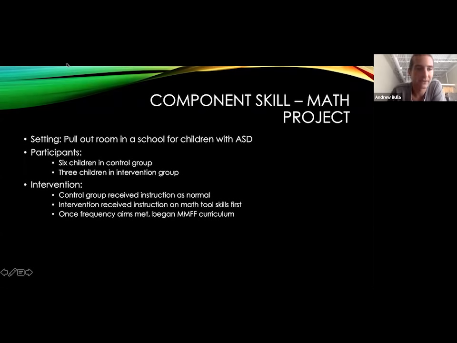So we worked on math skills for learners with autism. We used the pull-out room in a school specific to children with autism. We had 6 children in our control group, and 3 children in the intervention group. The control group received instruction as normal. So they got their regular math instruction, and we just measured their performance on math facts. The intervention group received instruction on math tool skills. So they received instruction on C-Say numerals 0 through 20 and C-Write numerals 0 through 9. Those are the only skills we worked on, and we measured the frequency of math facts completed correctly.